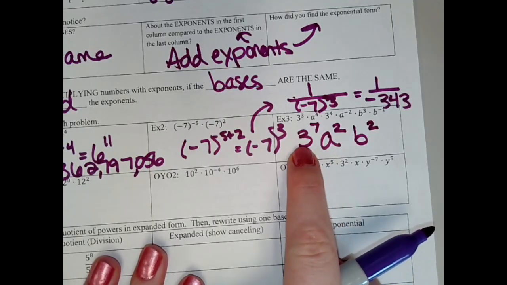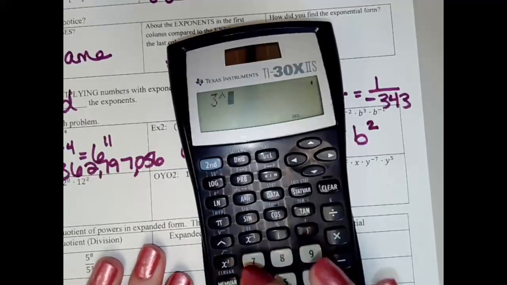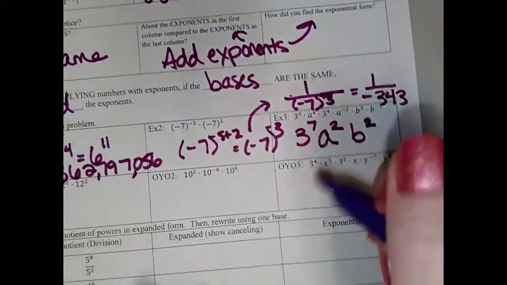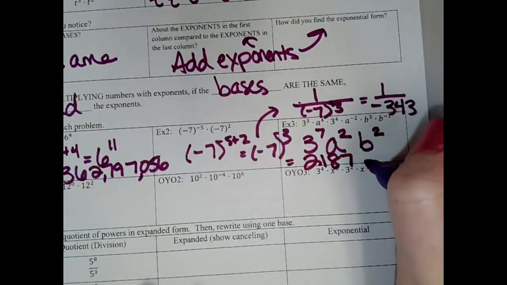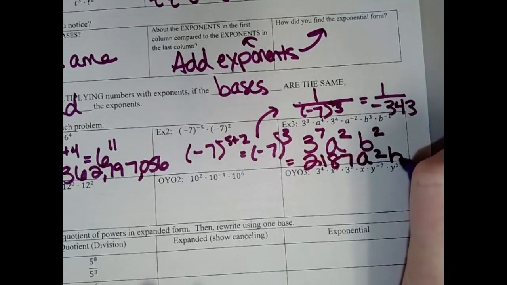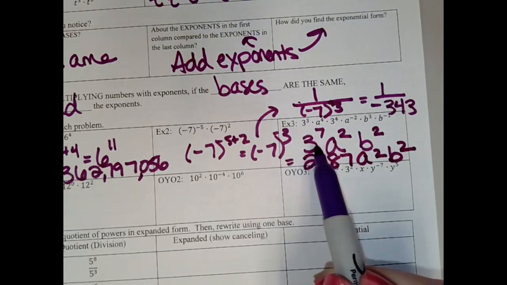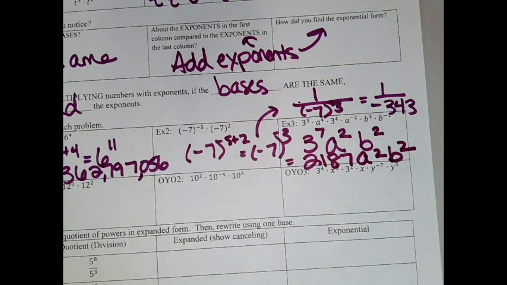Whenever you have a number to a power, you can evaluate that. So in my calculator, I could plug in 3 to the 7th power, giving me 2,187. So this equals 2,187. That a squared, I cannot simplify any further, nor the b squared, because those are variables raised to a power. So what I want you doing is anytime you see a constant to a power, you should be evaluating that. You should be simplifying it further.